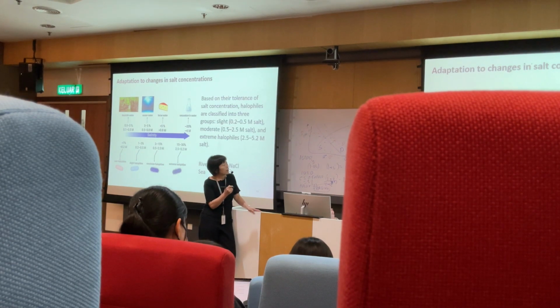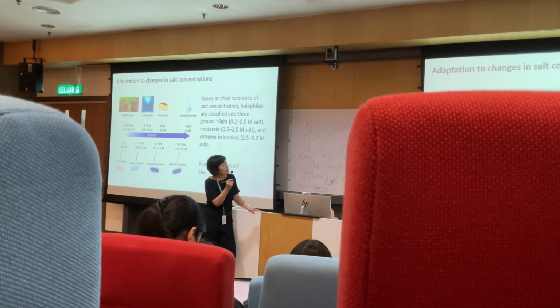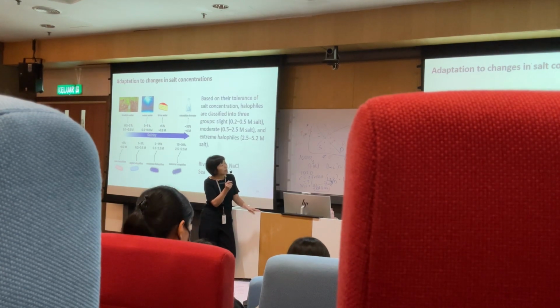So those are the slight halophiles, and those moderate halophiles, right, will be the microorganisms that are present in the oceans. Now, some of the moderate halophiles can actually live in cheese. Cheese has about more than 5%. Now, we talk about these extreme halophiles. They can live in almost saturated salt water, more than 35%, which is very, very high.